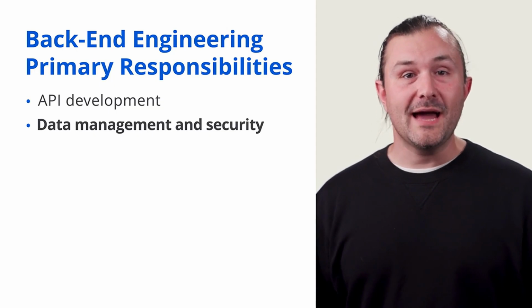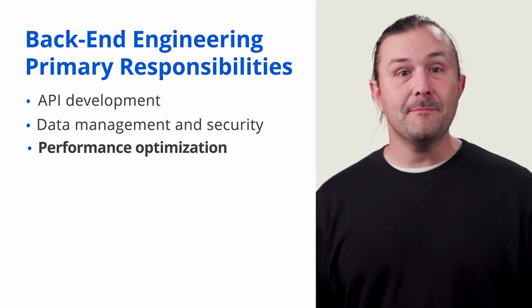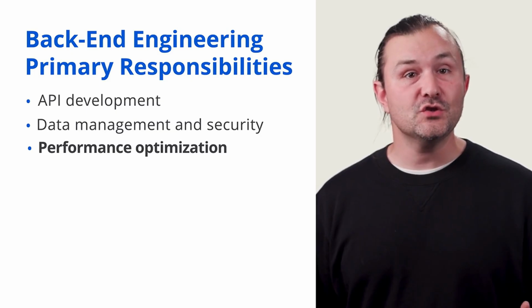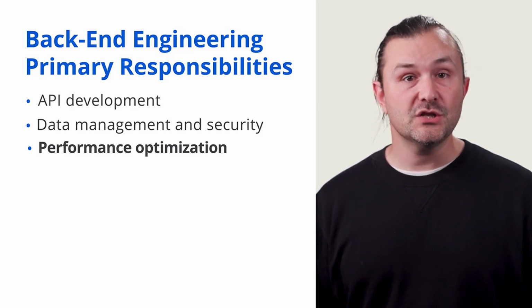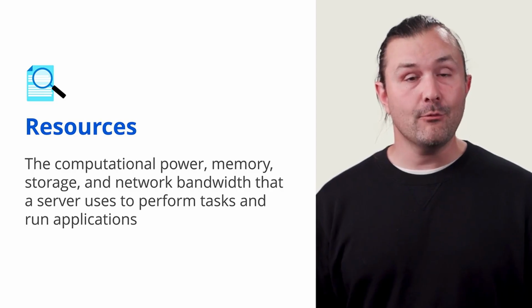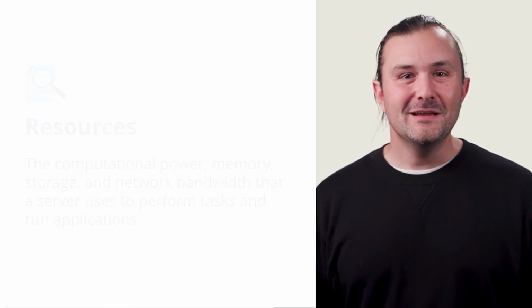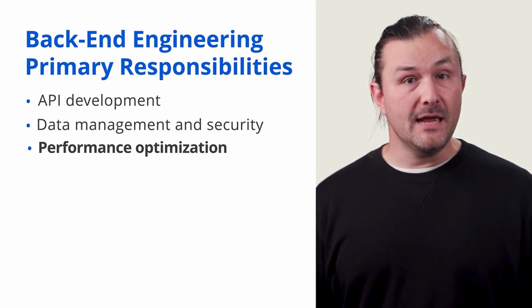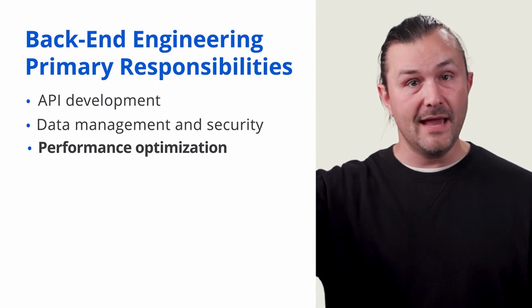Another responsibility of backend developers is performance optimization. Performance optimization begins by backend engineers writing efficient server-side code. They also monitor how many resources a server is using and adjust server settings to handle high traffic. Resources refer to the computational power, memory, storage, and network bandwidth that a server uses to perform tasks and run applications. Performance optimization is about making sure that the entire system can scale and perform under varying levels of demand.